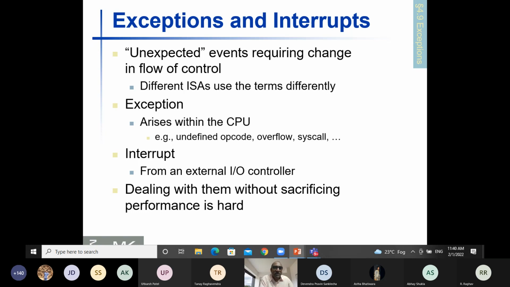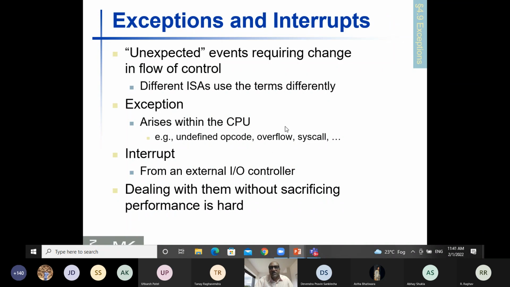Suppose when you fetch an instruction, you come to know that the opcode is not a valid one. In that case we don't know how to handle the instruction, so again it's a problem. An exception will be raised and it will not do anything. Most probably the operating system will throw an error saying that the instruction is not decodable or is not from the instruction set, something like that.